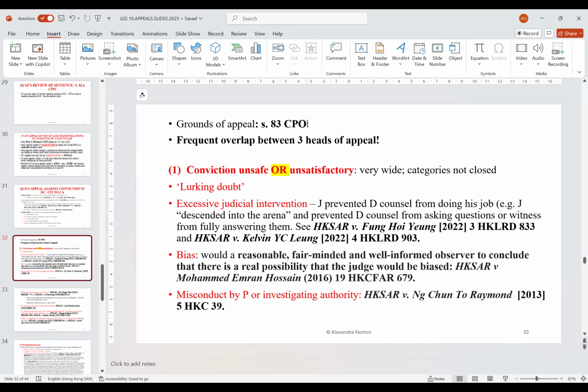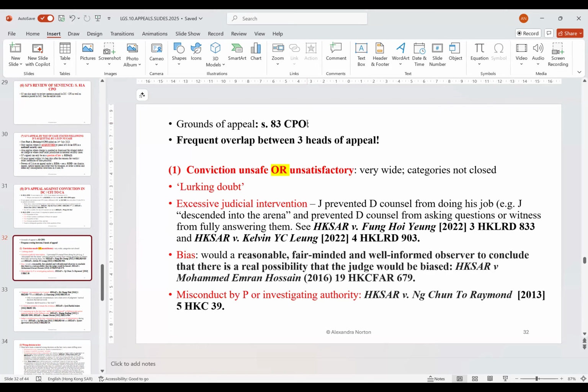Other grounds of appeal: bias. Would a reasonable and fair-minded, well-informed observer conclude that there was a real possibility that the judge was biased? So you may have to ask for the trial transcript to consider comments that the magistrate made. For example, giving his opinion that the witness was lying or making things up or fabricating. That may be a good example of evidence of the judge's bias.